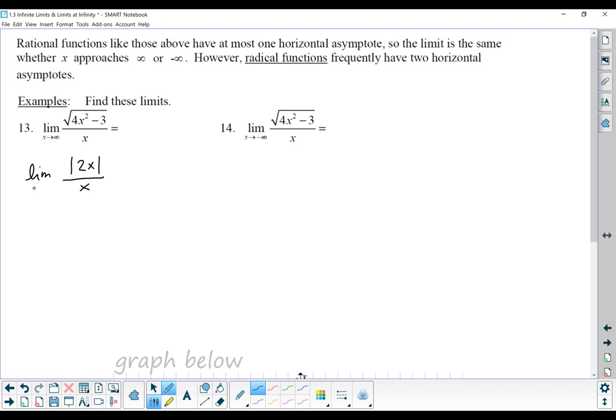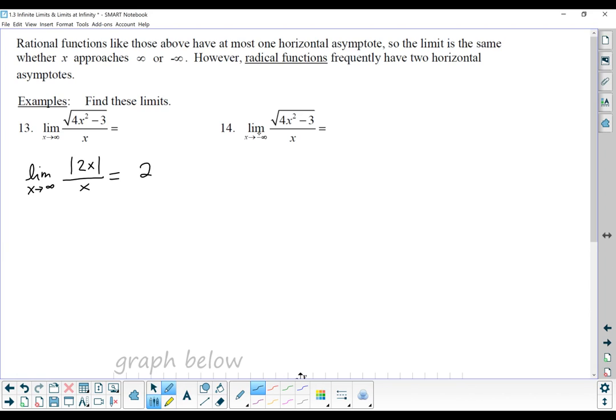So for this function, square root of 4x squared minus 3 all over x, its limit is going to be exactly the same as the limit as x approaches infinity of the absolute value of 2x over x. And as we're approaching positive infinity, this numerator is going to be a positive number no matter what. The denominator is also going to be a positive number, but the numerator is twice as big. So this limit is 2. And it's definitely a positive 2 there.